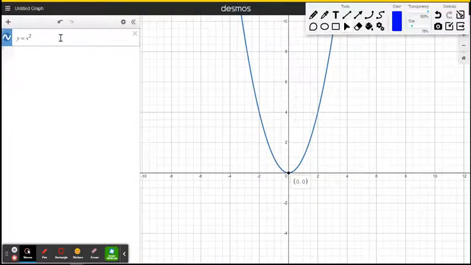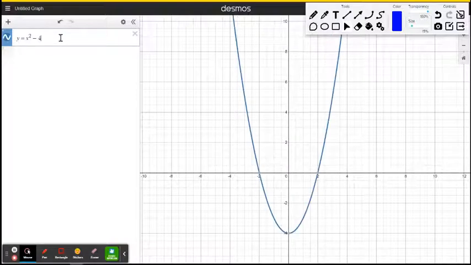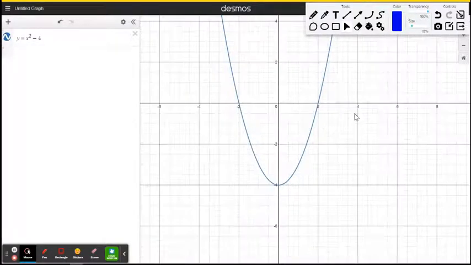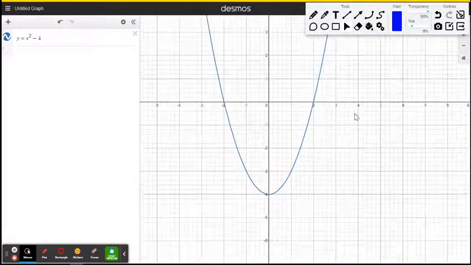Now, to see this graph a little bit better, I'm going to do a different equation. So I'm going to move this graph down 4 units. As you can see, the vertex from 0, 0 moved down 4 units because I did the -4 right there. Okay, the reason I'm using this example is so that I can show you what you're looking for when you are solving this by graphing.